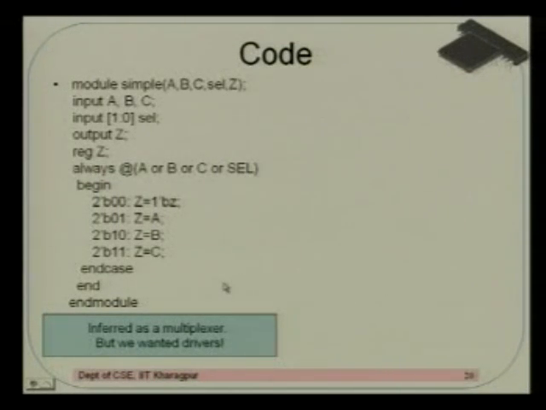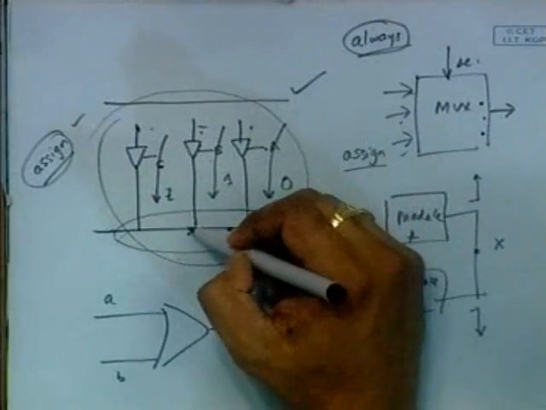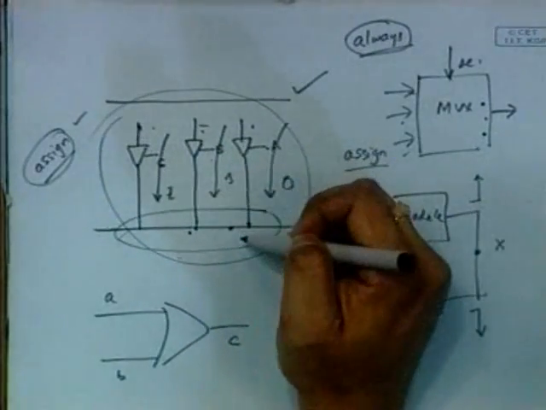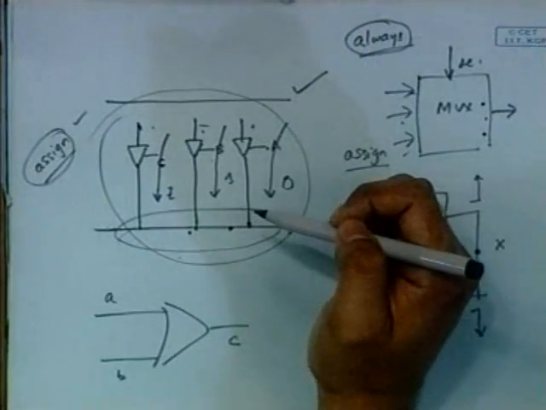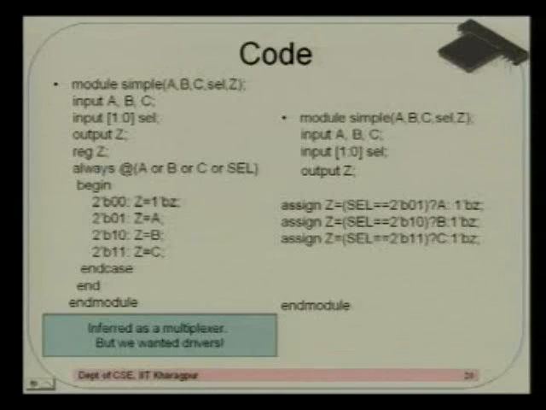Okay, but if you want drivers, that is, if you want to describe a bus in which you are driving various values, then what would be the code? Then the ideal code would be like this. The difference is that you have been using more assign statements and not always blocks. All these blocks will be essentially working in concurrency. That is, this line, and this line, all of them are running concurrently. It's not like one comes after the other.